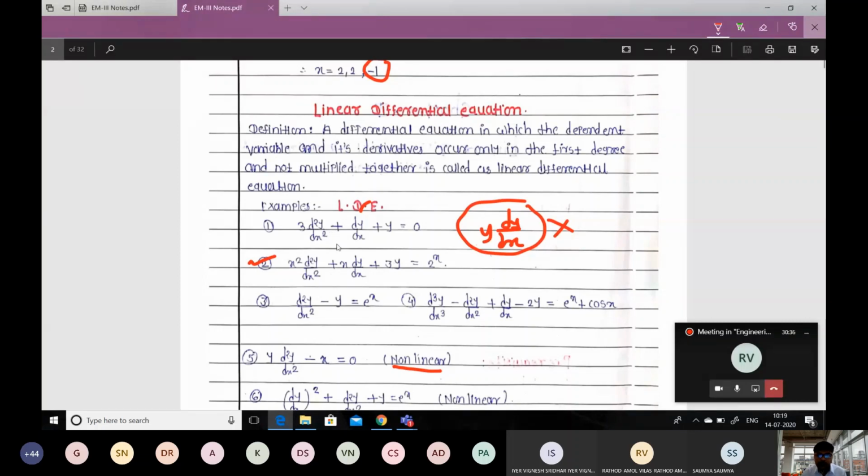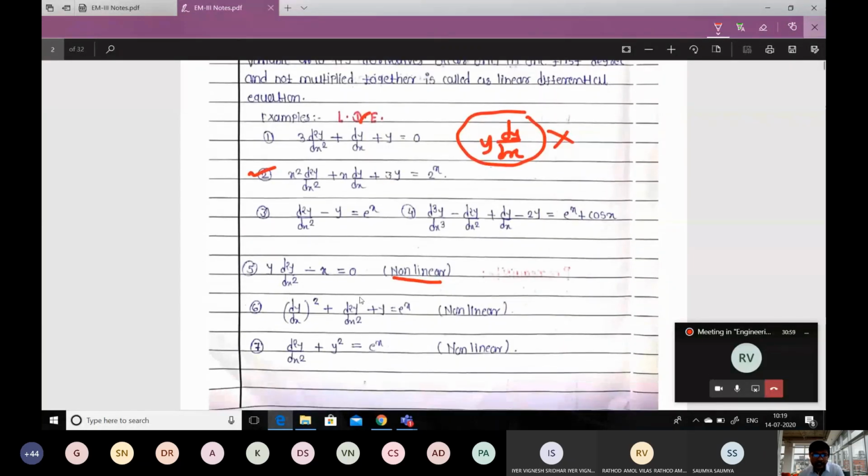Order means how many times the differential operator occurs. The order of the highest order derivative occurring in the given differential equation is nothing but the order of the given differential equation. You already studied this. What do you mean by degree? What do you mean by order of the given differential equation, in the engineering mathematics first course and second course? Okay, so let me give some examples of non-linear differential equations.